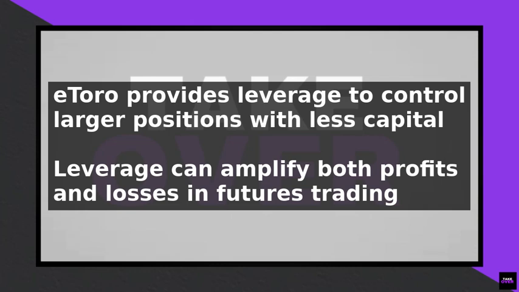To place a trade, simply select the desired contract, choose the direction of your trade, and set the amount you want to invest. You can also set stop loss and take profit levels to manage your risk. Etoro's platform is user-friendly and provides real-time market data, charts, and analysis tools to help you make informed trading decisions.